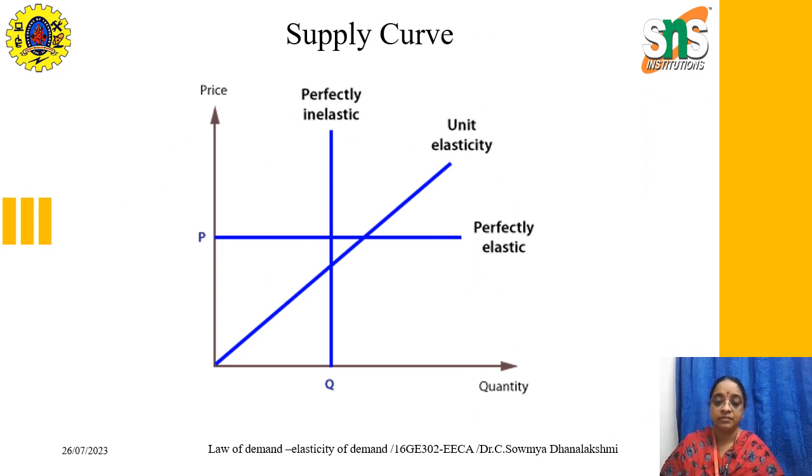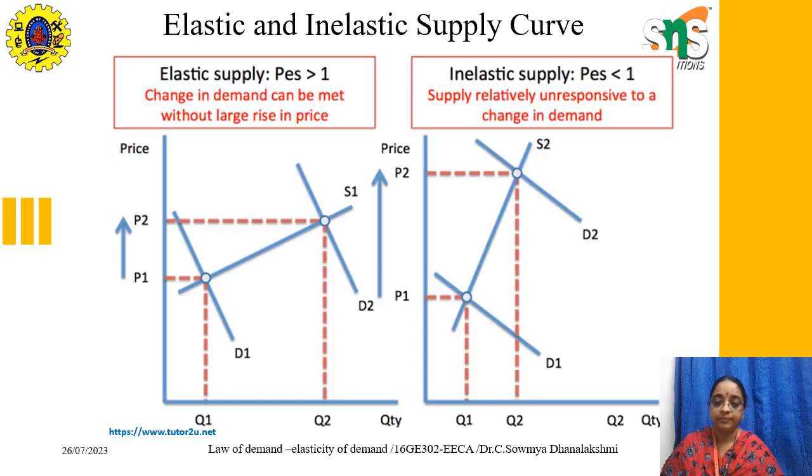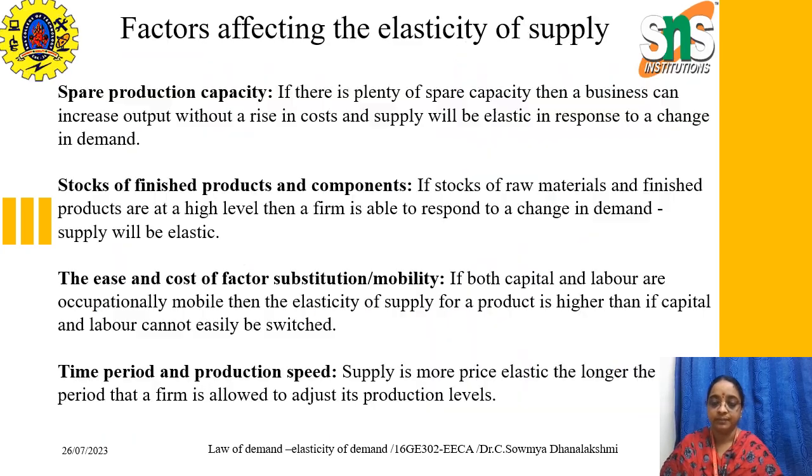This is a supply curve. This is a perfectly inelastic curve. This is a perfectly elastic supply curve. This is a unit elasticity curve. So, elastic and inelastic supply. See here, in elastic supply, a change in demand can be met without a large rise in price. Here, supply is relatively unresponsive to a change in demand. Here PES is greater than 1 and here PES is less than 1.